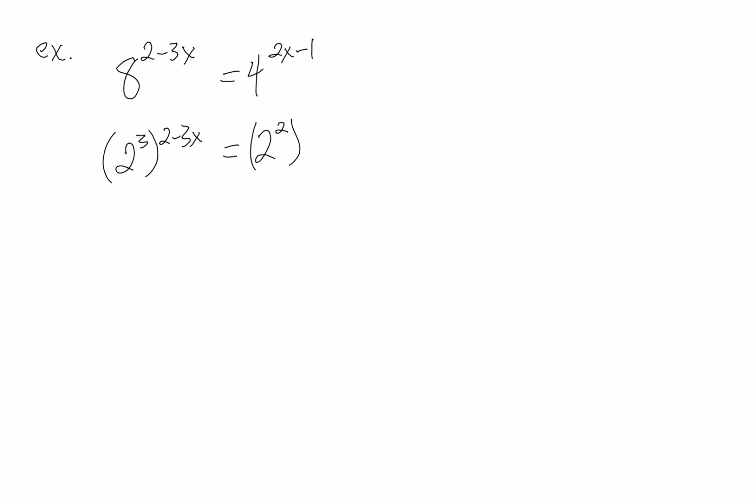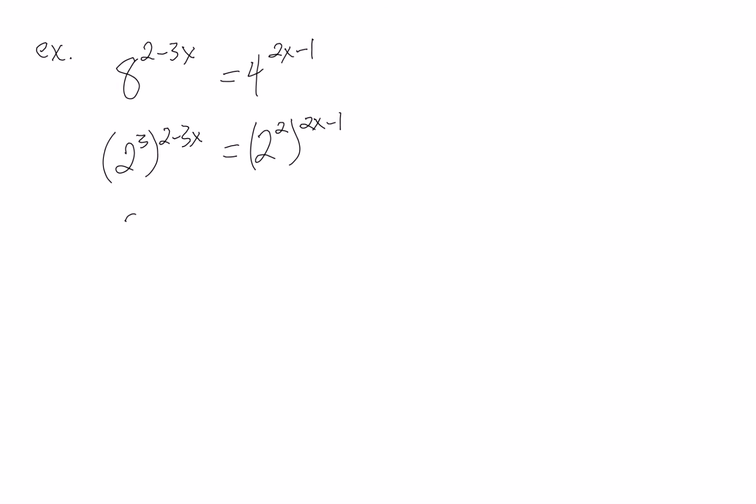The idea is always try to make them so they have the same base, and once you have the same base, then you're ready to solve. It doesn't matter if you have x's on both sides of the equation. So something like this. We still make the bases the same, so we want to change the 8 to 2 to the power of 3, and the rest of our exponent stays the same. Change the 4 to 2 to the power of 2. The rest of our exponent stays the same.